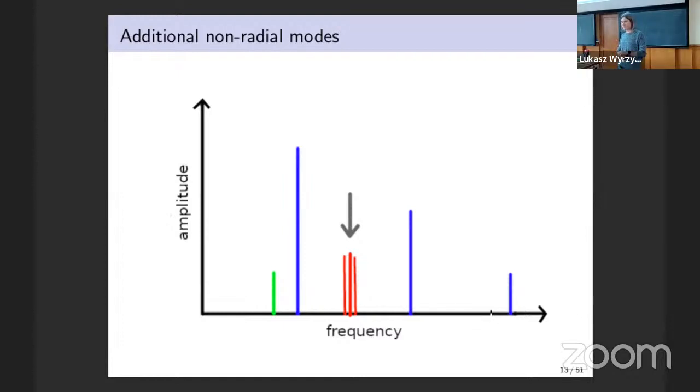I might have one, if I may. I find it really hard to believe that with so many RR Lyrae stars, none of them were found in a binary system, which would be perfect for you to measure the mass, right? Is it some kind of an observational bias, you think, or these periods are too short, or what's going on here?